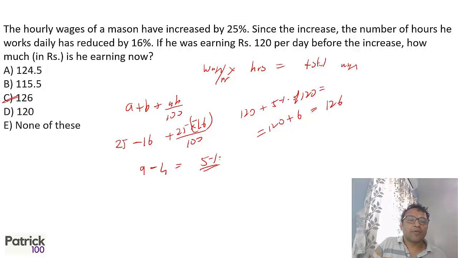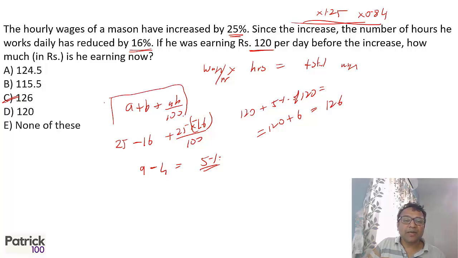C option. You can also do this by assuming a particular value and solving it, but this is good. When the hourly wage increases by 25%, the overall wage will increase by 25%, so it becomes into 1.25. When the hours reduce by 16%, the wages reduce by 16%, becoming 0.84. Even this you can calculate, but it makes sense to use the formula A plus B plus AB upon 100. That would give you 5%, and that 5% will add up to 126 rupees.